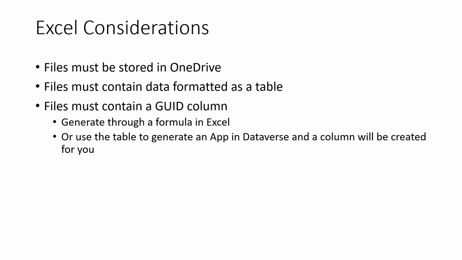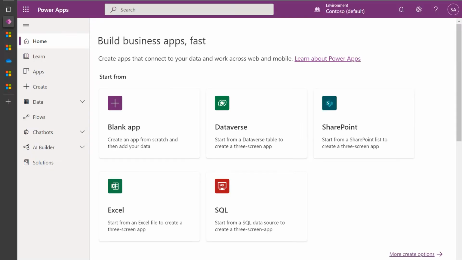You can either create an ID field to create GUIDs using a formula. There are many good examples of this online. Or you can use PowerApps to build an app from Excel, and this will result in a GUID column being created. So to create the virtual table, first we need a connector.